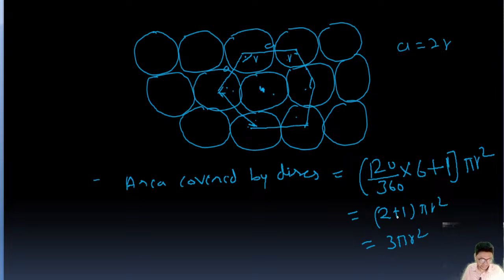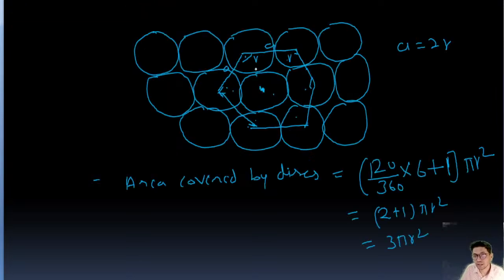Okay, now we will find the area of the hexagon. The area of the hexagon is going to be what? We can see here, right? This is made of 6 equilateral triangles. Okay, you can see like this, 1, 2, 3, 4, 5, 6, right? 6 equilateral triangles, right?